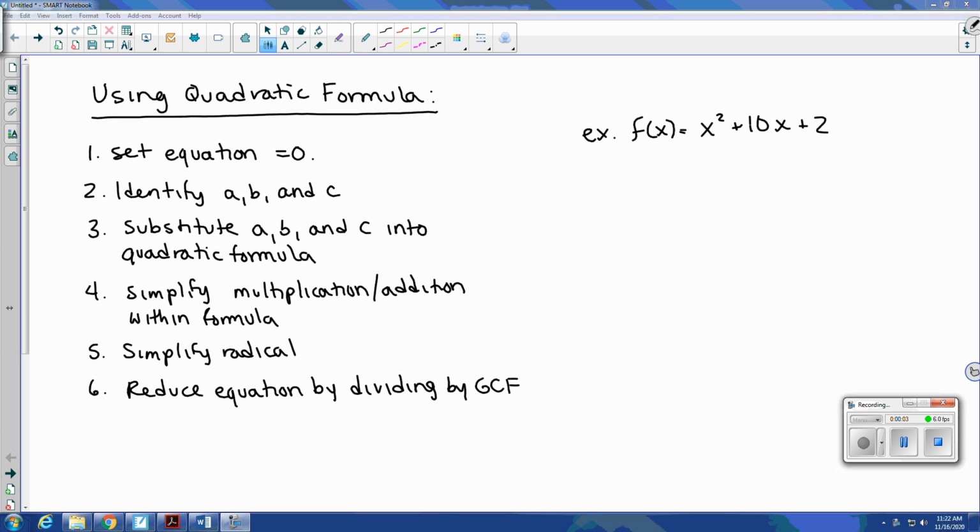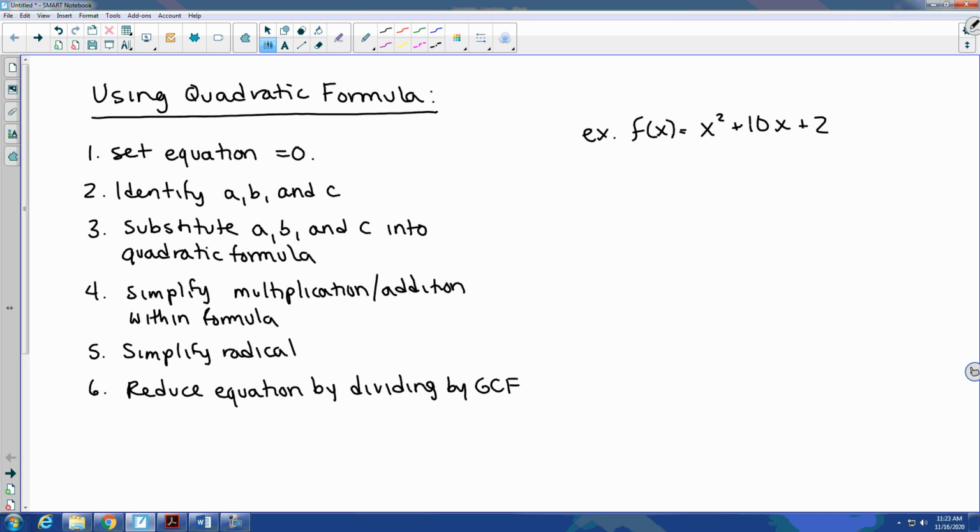Examples using the quadratic formula. So the quadratic formula can be used at any time to solve a quadratic equation. And the reason for that is because the quadratic formula is derived from completing the square on a standard form equation. And we've discussed that completing the square is always a valid solution method. So therefore, the quadratic formula should be as well.